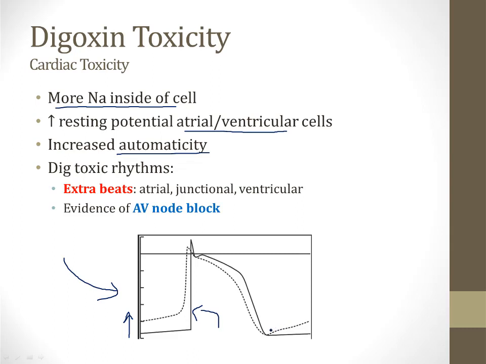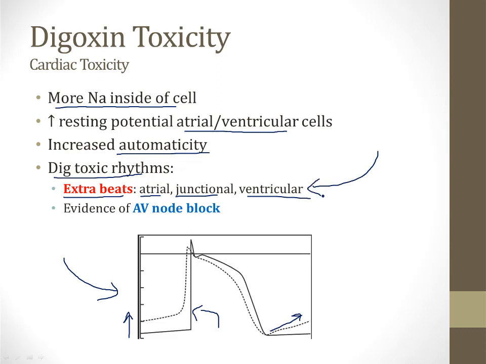In addition, notice that phase 4 is no longer completely flat. It drifts upwards. For both of these reasons, atrial and ventricular myocytes can spontaneously depolarize when patients have dig toxicity. So if you understand that, it's very easy to understand the dig toxic heart rhythms that can be seen. Many extra beats are seen because of spontaneous depolarization. These can be atrial beats, junctional beats, or ventricular beats, but all of these are the result of more sodium inside the cell and spontaneous depolarization.